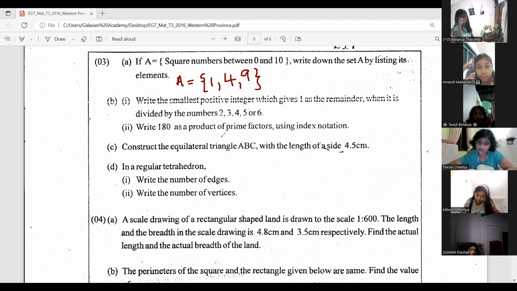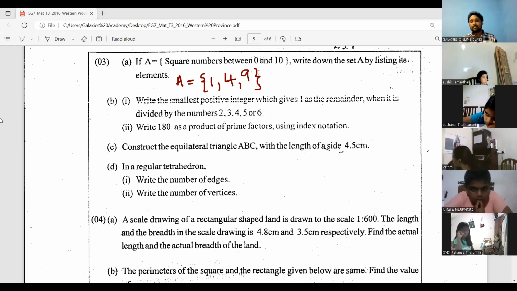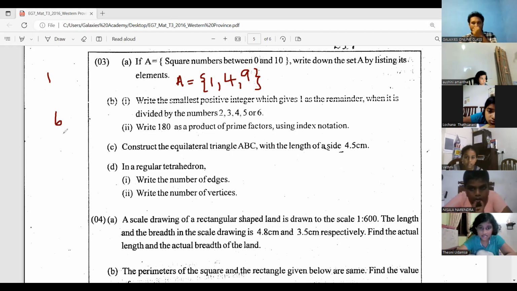Right, tell me. What is the smallest number you can divide by 2, 3, 4, 5 or 6? 1? Can you divide 1? 60. 6. Okay, let's check. Let's see 6. Sir, I said 60. 16 can be divided by 2, but we can't divide it by 3 without a remainder. Sir, I said 60. 60, 6 and 0.